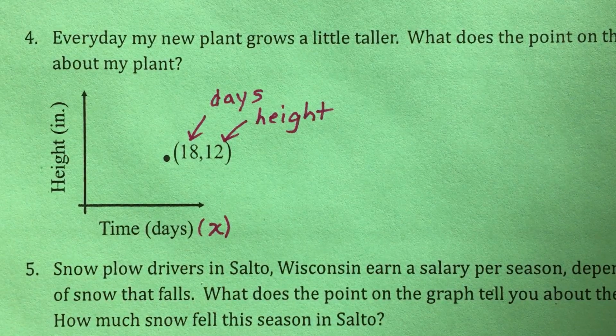So to write a sentence on that, you should write something like, after 18 days, my plant is 12 inches tall. Now you try the rest on your own.